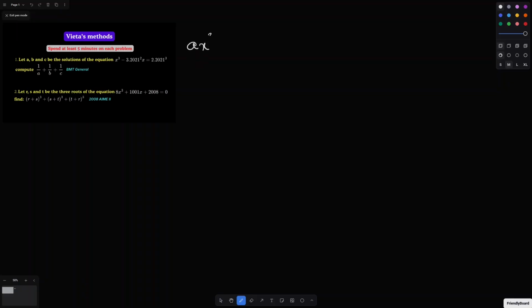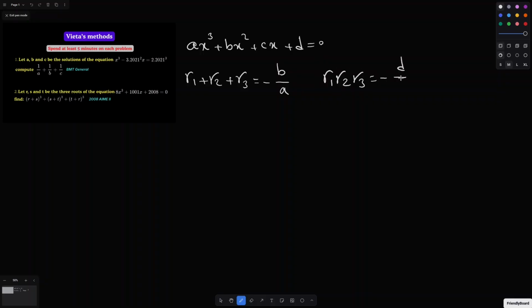So if you have something like ax^3 plus bx^2 plus cx plus d equals 0, the idea is that r1 plus r2 plus r3, which are the roots of this cubic equation, when you add the roots together, is going to be minus b over a. As you can see, Vieta's formula is just connecting the roots to the coefficients. It makes everything very simple because you do not necessarily need to know the roots anymore. The other one is, what if we multiply the roots together? In this case, because it's cubic, there are 3 roots, and the product is going to be minus d over a.